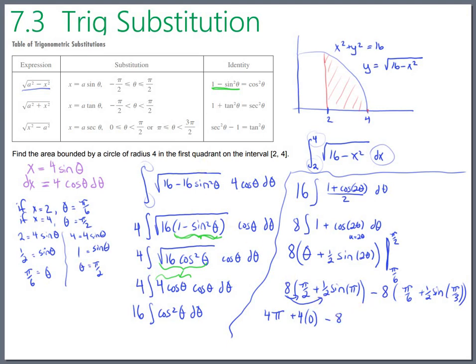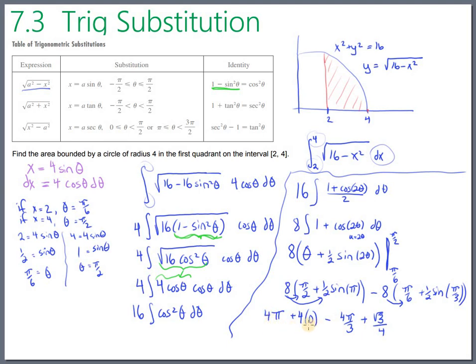So distribute the 8 here. Get 8 pi over 6, or 4 pi over 3. And then sine of pi over 3. Sine of pi over 3 is square root of 3 over 2. So square root of 3 over 2. And then we had the 1/2 out front, so this is over 4.